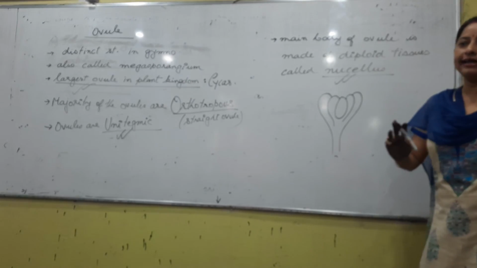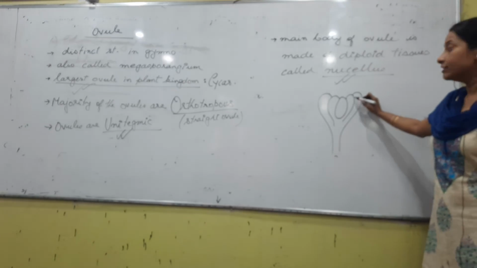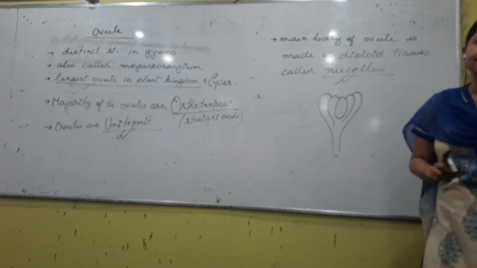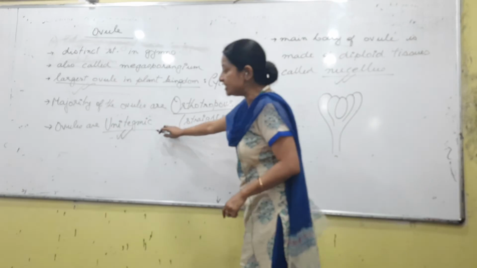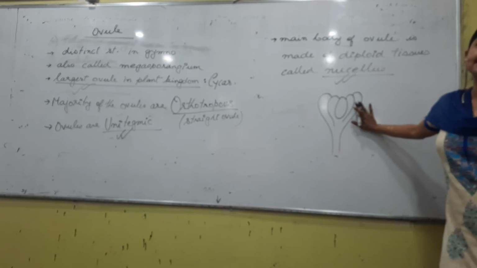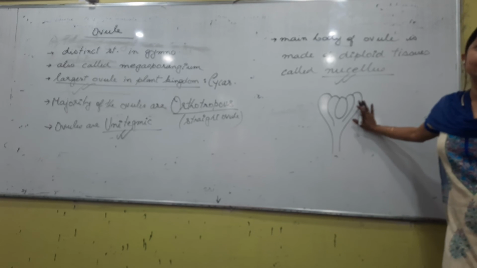In case of angiosperms, there are two integuments, right? So we will be using a word called bitegmic in case of angiosperms. We are using a word unitegmic in case of gymnosperms, right? So bitegmic ovule is a characteristic of angiosperms. Unitegmic is a characteristic of gymnosperms.